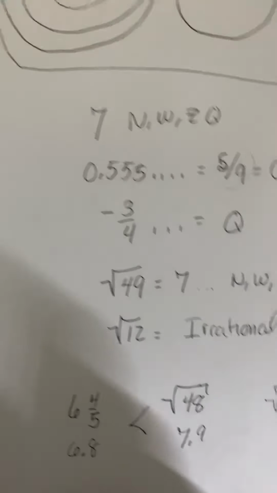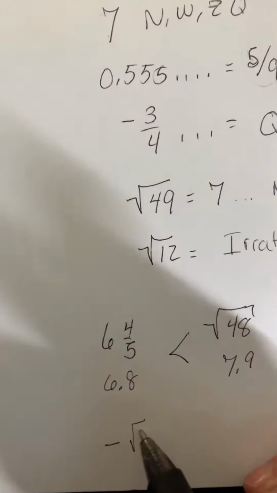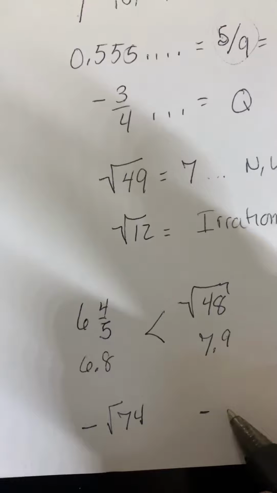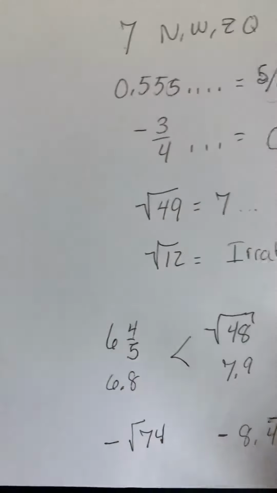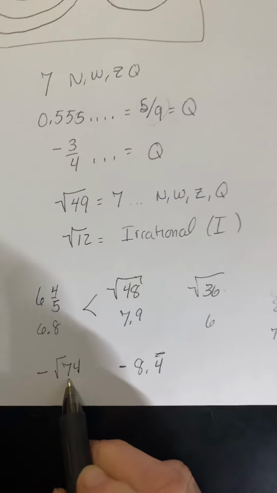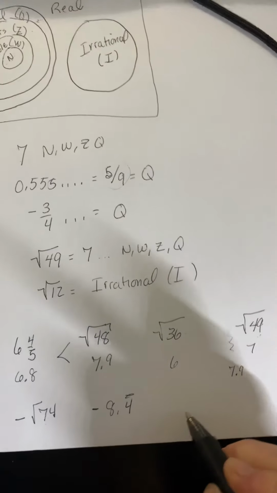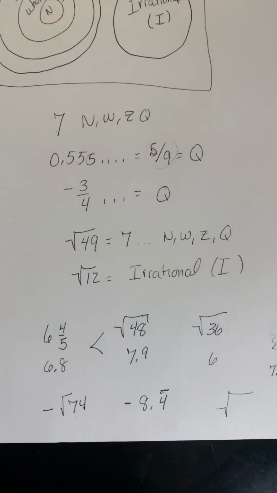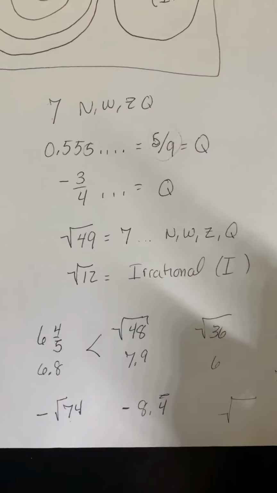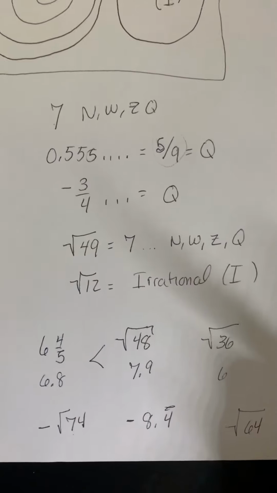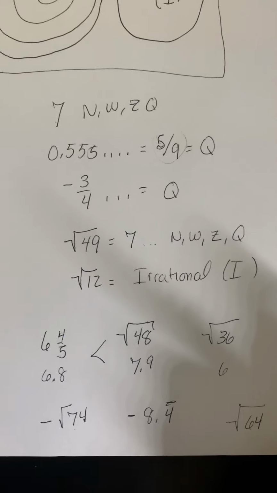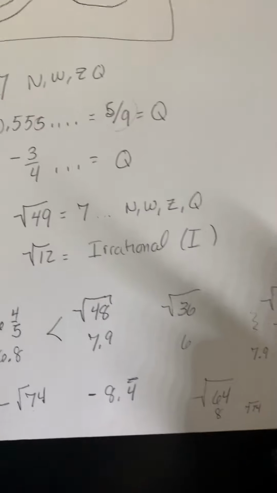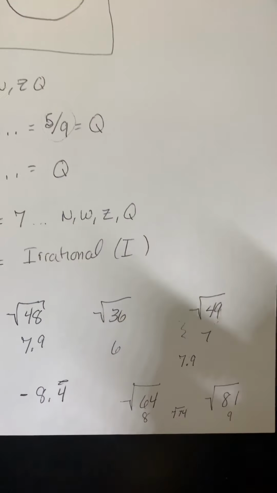If I had the square root of 74 and I was comparing it to negative 8 4/10 repeating, same thing. Look at the square root of 74 and say, all right, that's between which two perfect squares? 64 and 81. So I have the square root of 74. And I want to think about, is it closer to 8? Sorry. Or is it closer to 9?